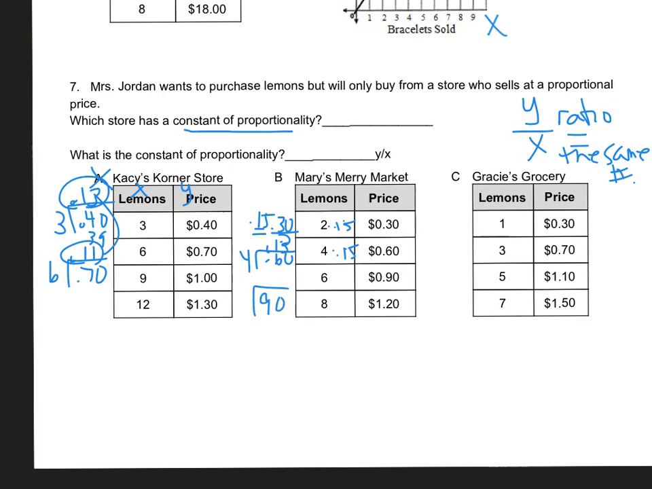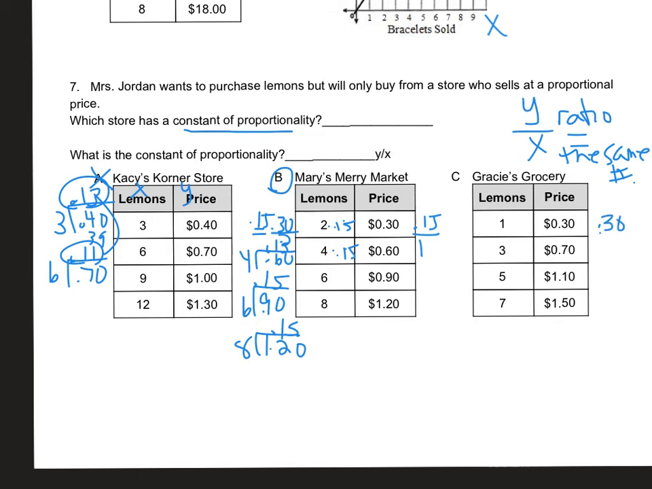So 90 cents divided by 6, when I do that, I also get 15 cents, and $1.20 divided by 8, well, what do you know? That gives me 15 cents as well. So did I get that 1 lemon cost me 15 cents? Looks like Mary is the market to go to for a proportional price, but we can always check.